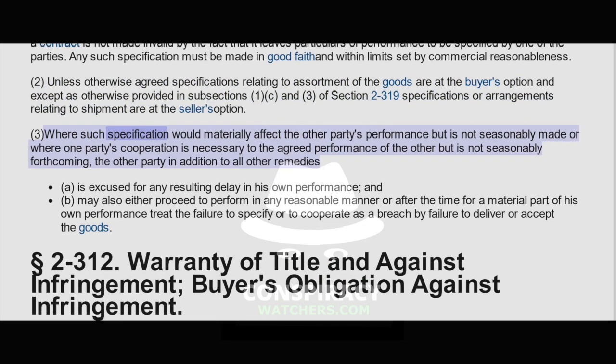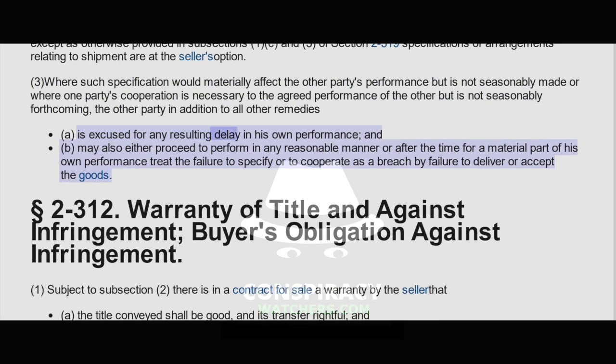Where such specification would materially affect the other party's performance but is not seasonably made, or where one party's cooperation is necessary to the agreed performance of the other but is not seasonably forthcoming, the other party, in addition to all other remedies, is excused for any resulting delay in his own performance, and may also either proceed to perform in any reasonable manner or, after the time for a material part of his own performance, treat the failure to specify or to cooperate as a breach by failure to deliver or accept the goods.